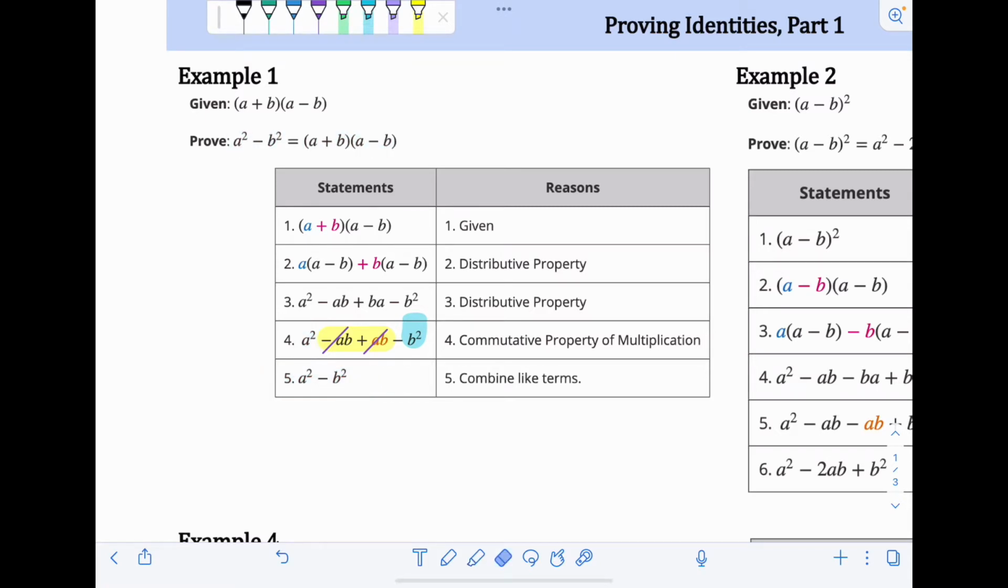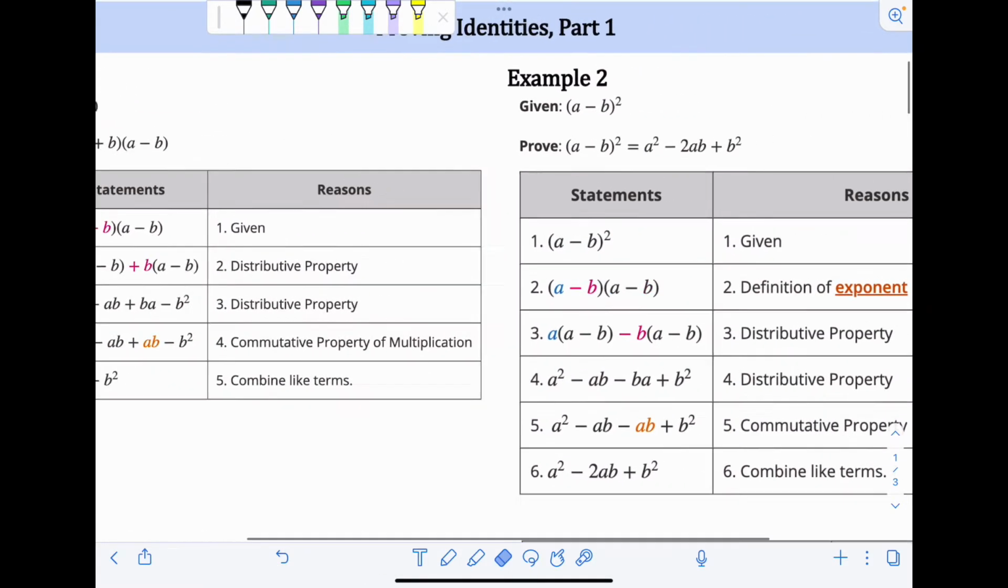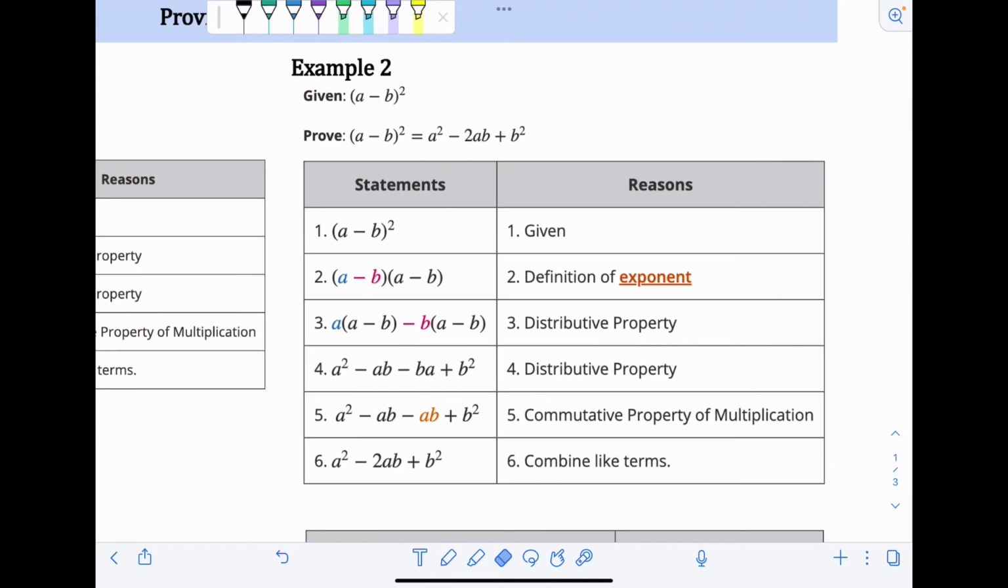Okay, so example 2 is proving one of the perfect square trinomial patterns. So we're trying to start with a minus b squared and prove that we end up with a squared minus 2ab plus b squared. That exponent, unfortunately, we can't just distribute to a minus b. That would make it a little bit faster. It means it's the whole quantity squared, so we have to take that a minus b and expand it. So a minus b times a minus b, because it's the whole thing times itself. So that's step 2, and that's just the definition of an exponent.